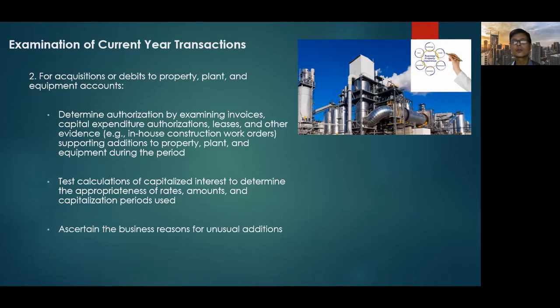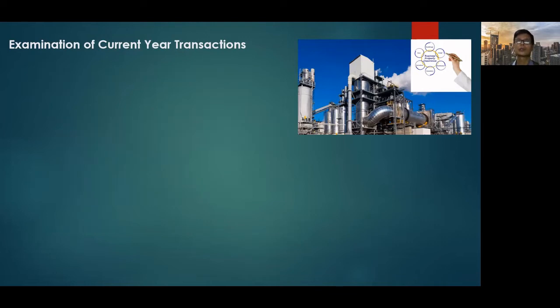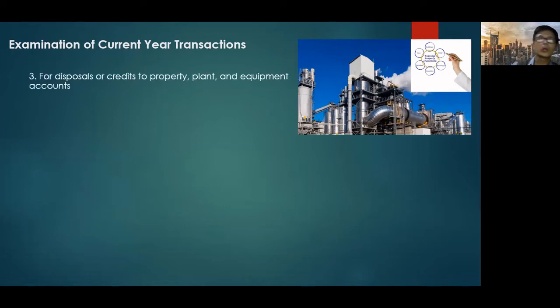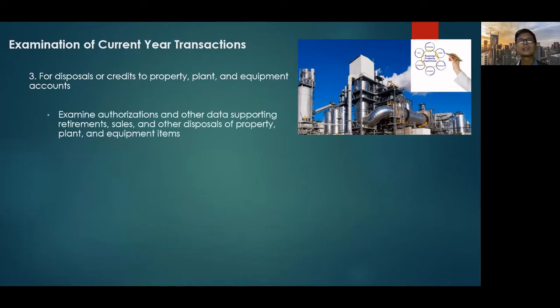Ascertain the business reasons for unusual addition. Ayan, so yung mga unusual addition dun sa property, plant, and equipment account, no? Okay, so whether they are really, kumbaga, nag-i-exist ba talaga yan, o if it's authorized, no? Those things. Examination of current year transactions for disposal or credit to property, plant, and equipment accounts. Yan, so ito yung pagka binenta naman, no? Okay, so examine authorizations and other data supporting retirement, sales, and other disposal of property, plant, and equipment.